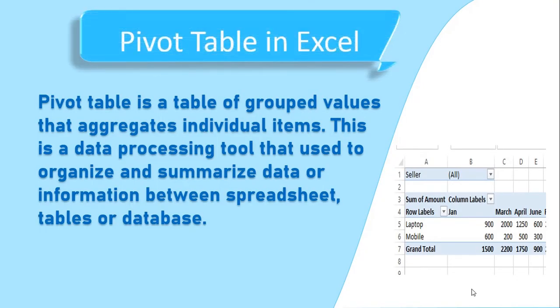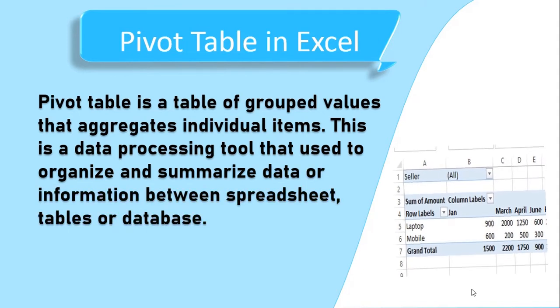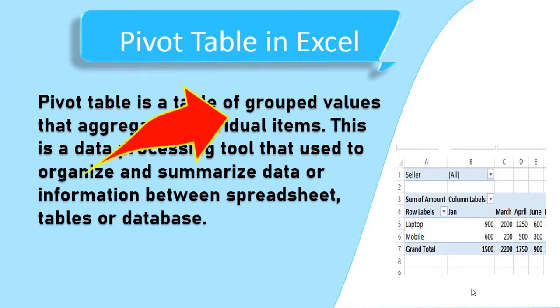Pivot table in Excel. A pivot table is a table of grouped values that aggregate individual items. This is a data processing tool that is used to organize and summarize data or information between spreadsheet tables or databases. Let's see the practical video tutorial.